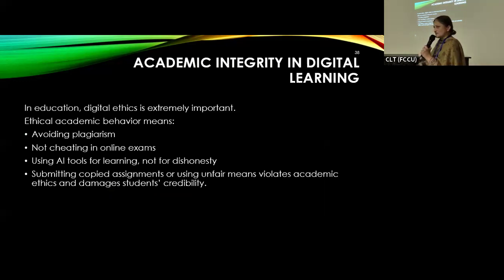What's more concerning to us as an education community? So in education, digital ethics is extremely important, particularly in online education, but in our case also. Avoiding plagiarism, number one. People use ChatGPT again and again, so they should do it by giving us prompts. We have policies, etc. We should have those. The cheating in online exams. If we keep something online, it happens like this. Using AI tools for learning, but not for dishonesty. Then submitting copied assignments or using unfair means violates academic ethics and damages students' credibility.